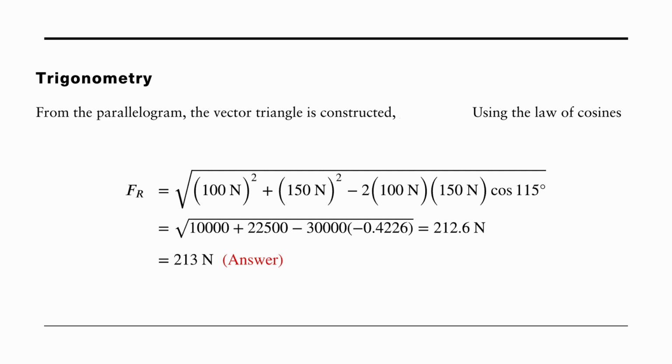So this was the example of how to determine the resultant force using the parallelogram law and the cosine law. So these were the scalars and vectors, and we will talk about Cartesian vectors next time.